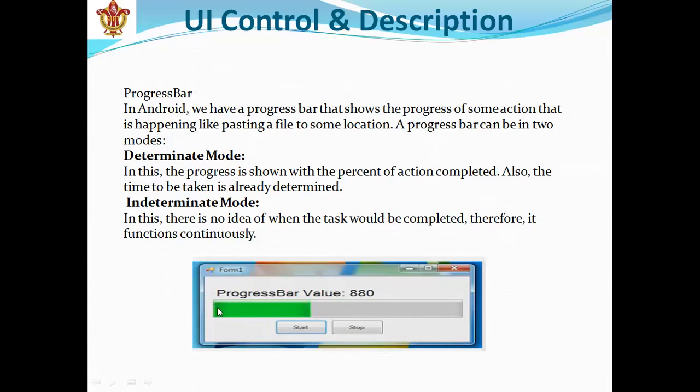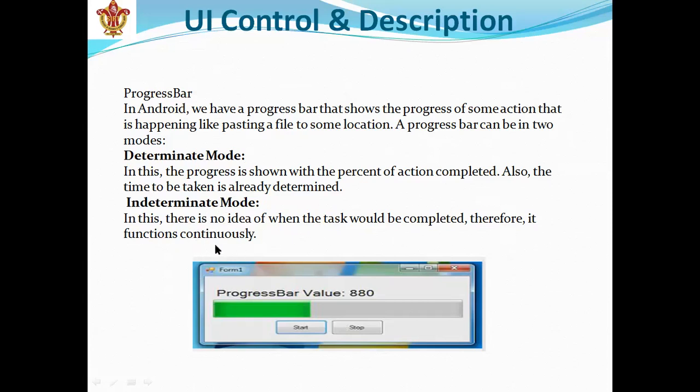And what is the progress bar? This rectangle, sorry, is called the bar. It shows the bar symbol. It has two types, determinate mode and indeterminate mode. By definition, in the determinate mode, the progress is shown with the percent of action completed, and the time to be taken is already determined. And in the indeterminate mode, there is no idea of when the task would be completed.